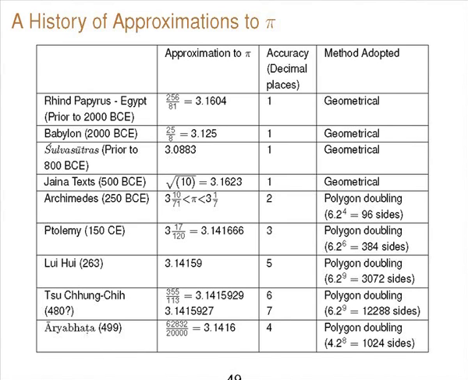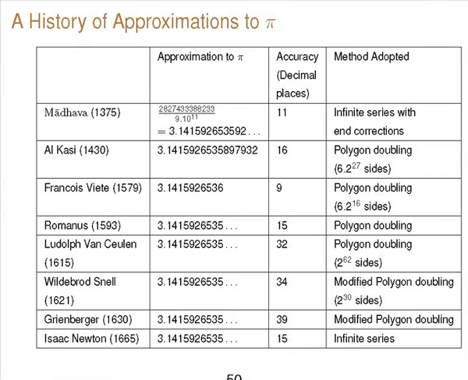But after this we see Madhava coming up with 11 decimal places, between Aryabhata and Madhava. Then Madhava's result was based upon infinite series. Most of these results are actually based upon brute force calculation, approximating the area of a circle by polygons, Al-Kashi, Viete, etc. Newton again came up with an infinite series around 1665.